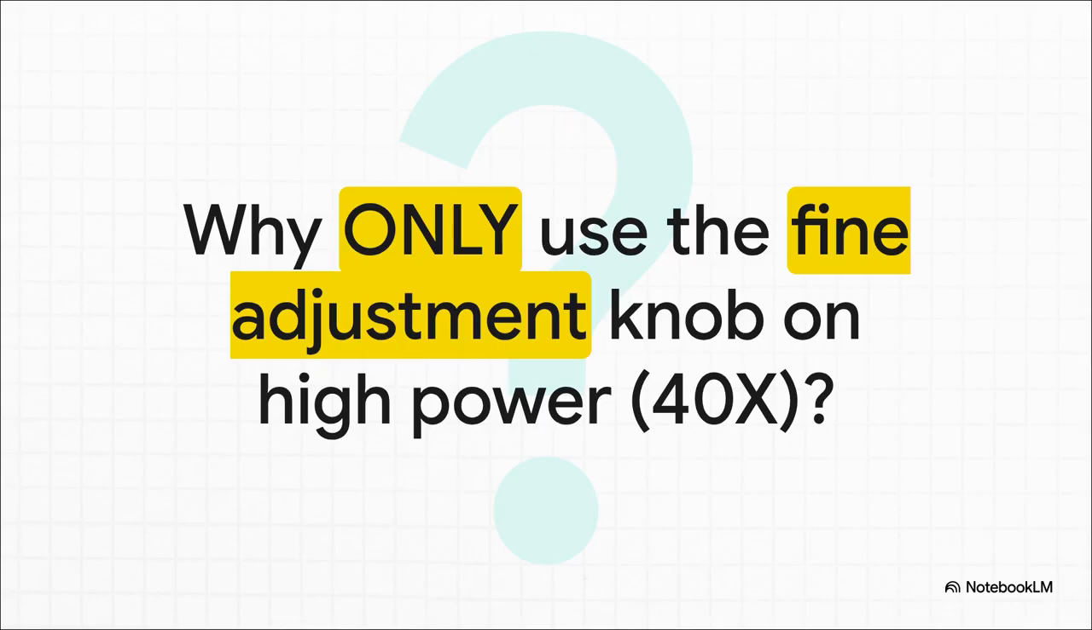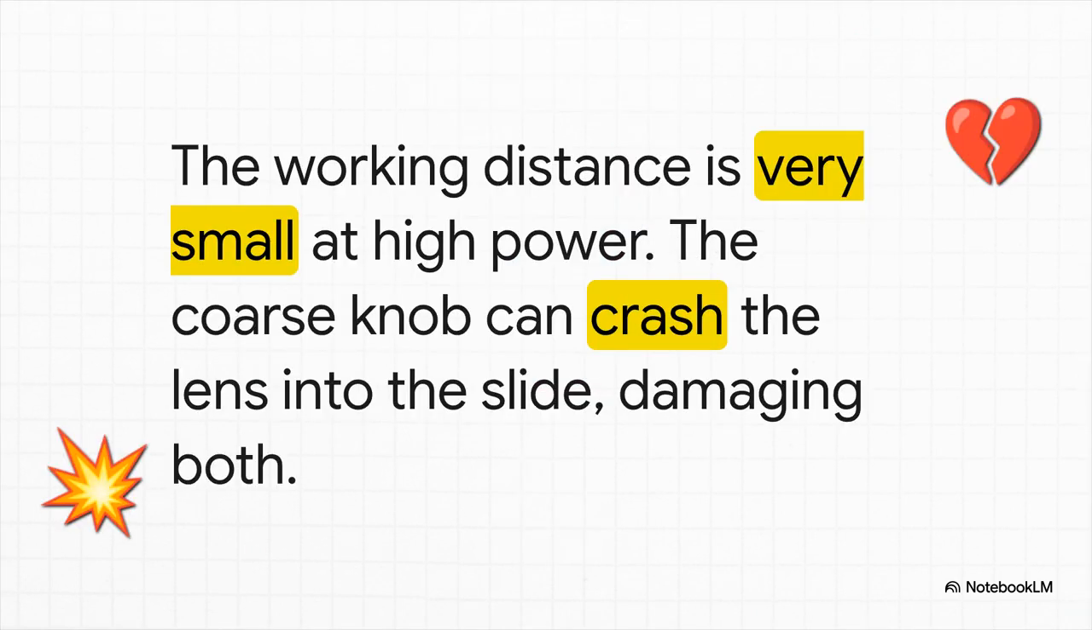Okay, one more. This is a huge one, both for safety and for your quiz. Why is it an absolutely terrible idea to even touch that big coarse adjustment knob when you're using the high-power 40x objective? The answer is a term called working distance. That's the tiny bit of space between the tip of the lens and your slide. On high power, that gap is paper thin. The coarse knob moves the stage a lot with just a small turn, so if you use it, you will literally crash that expensive lens right into the glass slide. And trust me, that's a very bad sound. Always only use the fine focus knob on high power.